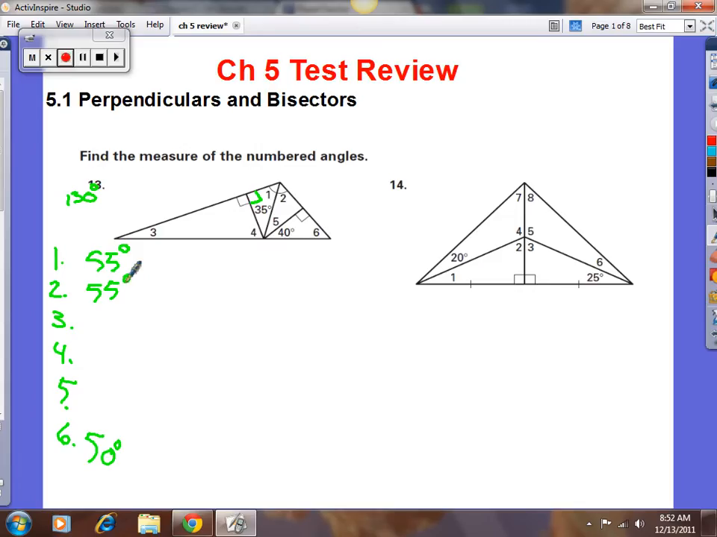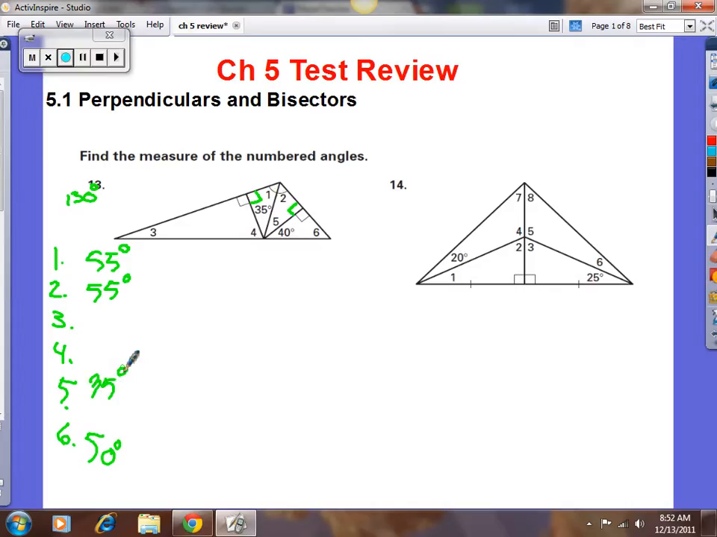And now let's go 5. Because this is also 90, and if 2 is 55 and that's 90, what does 5 got to be? So it's kind of the same as this little triangle, angle 1, 35, and 90. So 5 is 35, right?